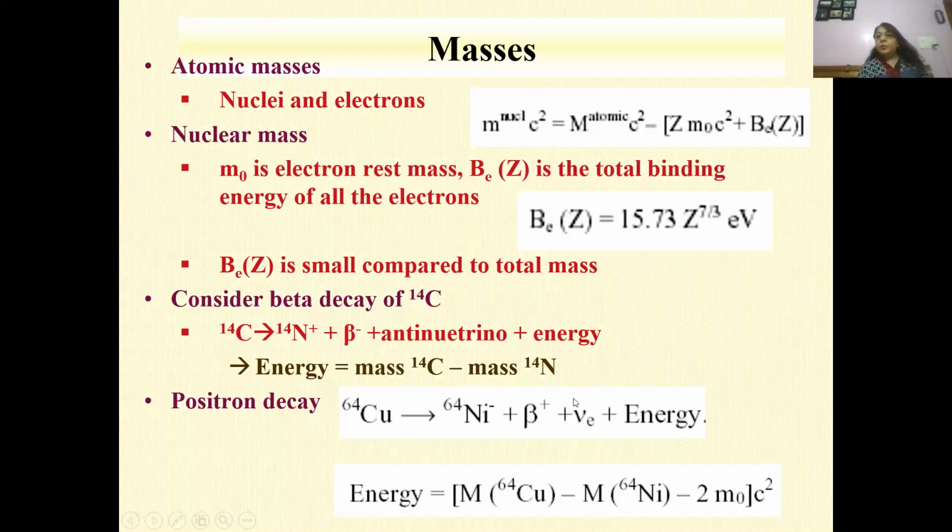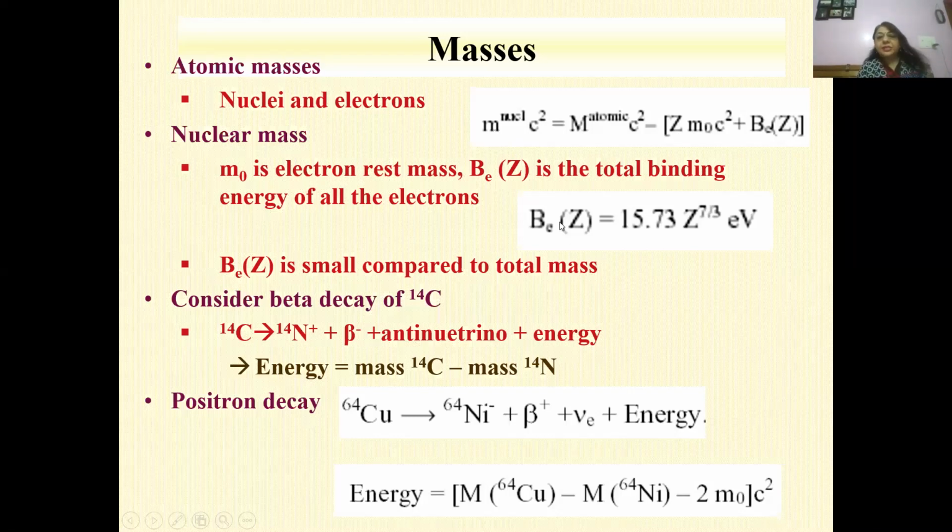So now continuing to talk about binding energy itself, the atomic masses of nuclei and electrons. So mass of the nucleus multiplied by c square, this is what I was talking about just now. Mass of the atom, capital M, c square, minus Z m0 c square, where m0 is the mass of the electron multiplied by square of the speed of light, and Be(Z), where Be(Z) is the total binding energy of all the electrons. So in order to find out the total energy, the atom's energy is then this value, which is shown by my mouse, subtracted with this particular section of Z m0 c square, where Z is the number of electrons or protons in a nucleus.